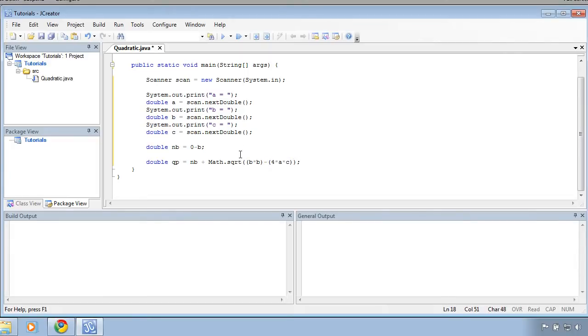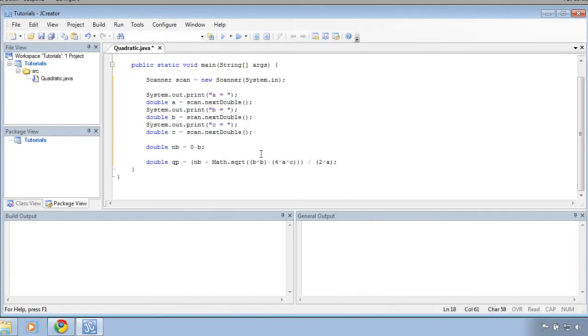And this is the quadratic, wait, does that work? Yeah, and then put this whole thing in its own parentheses. And then divide it by 2 times a. And there you go. This is pretty much the quadratic formula summed down into a line of Java code.